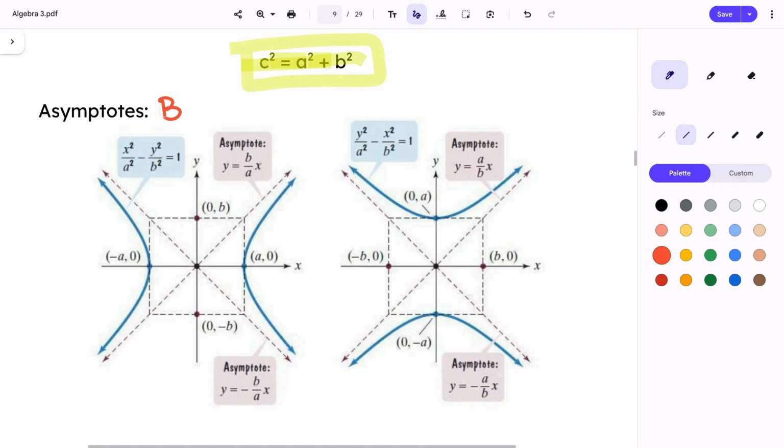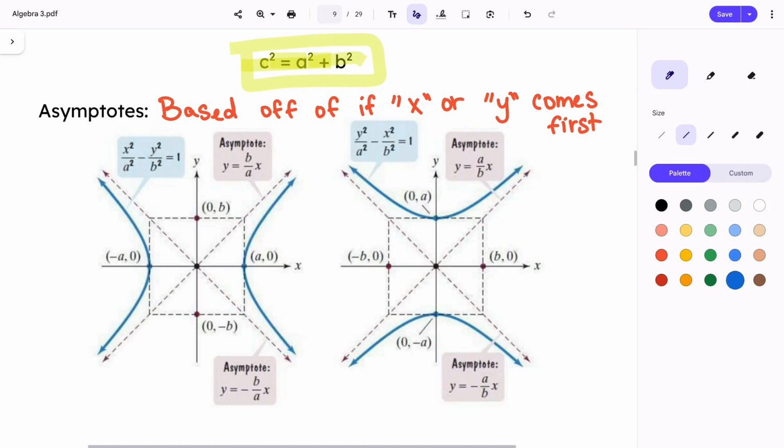This is all going to be based off of if x or y comes first. So if the x comes first, which is what they're showing you here on the left, if the x comes first, it's always going to be the b term over the a term. And when y comes first, it's always going to be a over b.